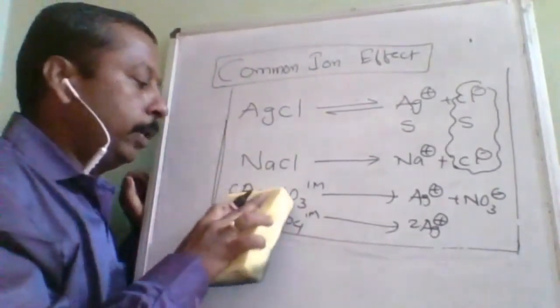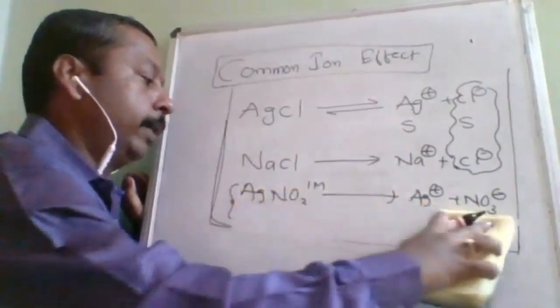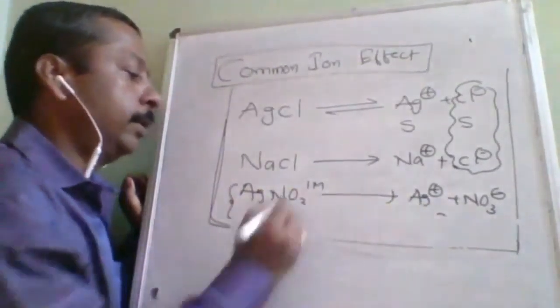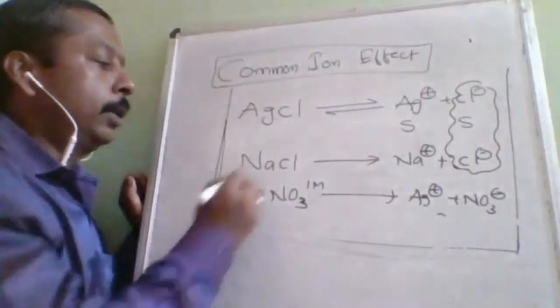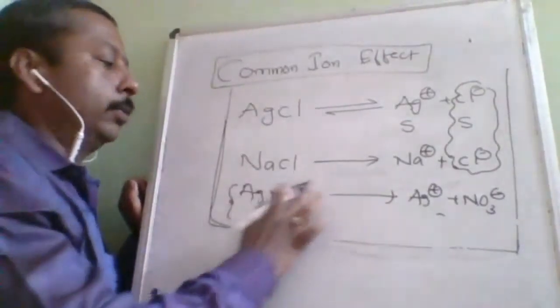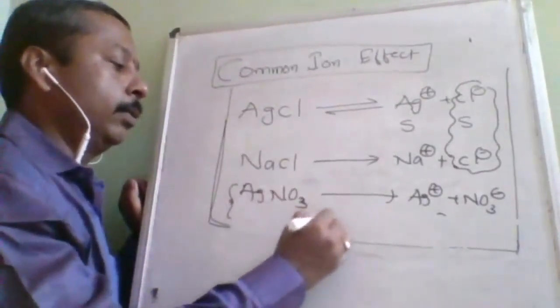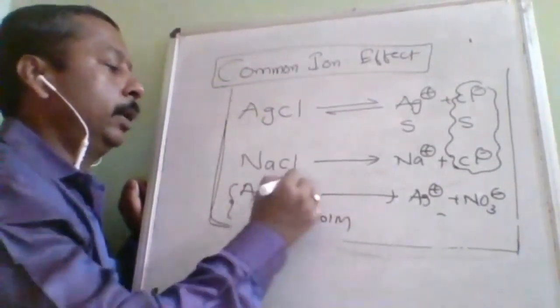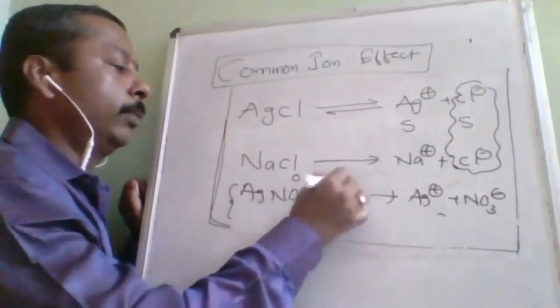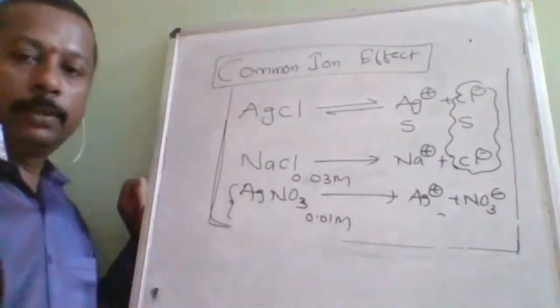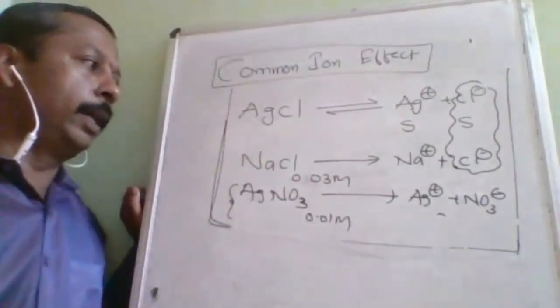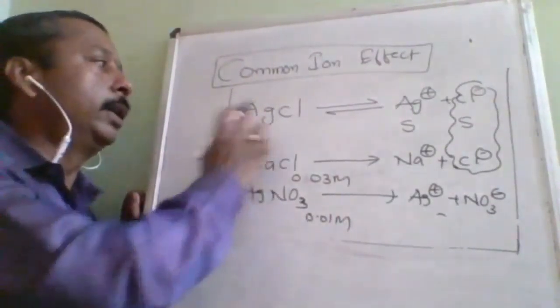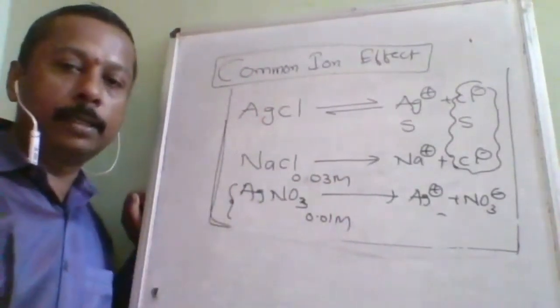Now I am going to take another example wherein the concentration is different and the salt is also different. Here I am taking 0.01 molarity AgNO3, and here I am taking 0.03 molarity NaCl, which is going to show more common ion effect and decrease the solubility to a larger extent.